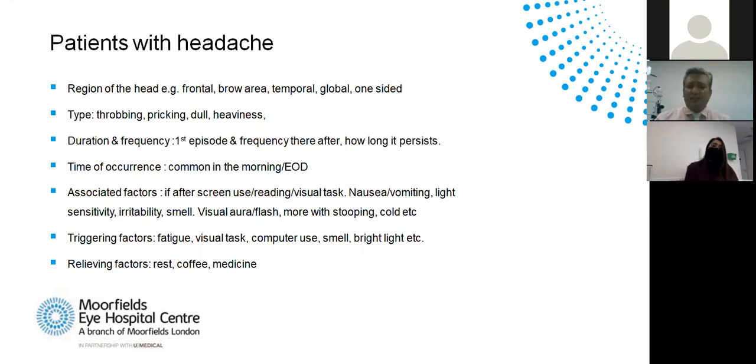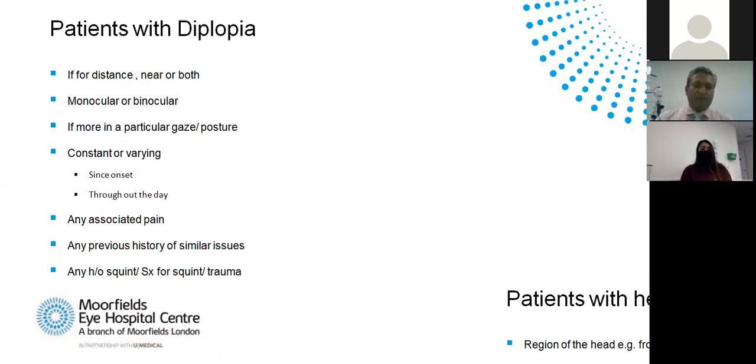And there are relieving factors. Someone may say, "If I take rest, I get better. If I take coffee, I get better," or "No, nothing works, I need to take medicine." So this information is very vital for patient care.